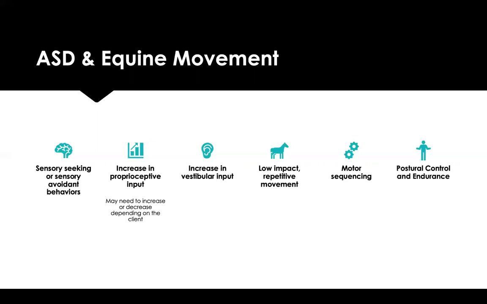Again, the horse's movement is low impact and repetitive, so that repetition could be calming for them. And again, motor sequencing. So this is the same as motor planning, so how to get from point A to point B, or A to Z with E through Y in between.